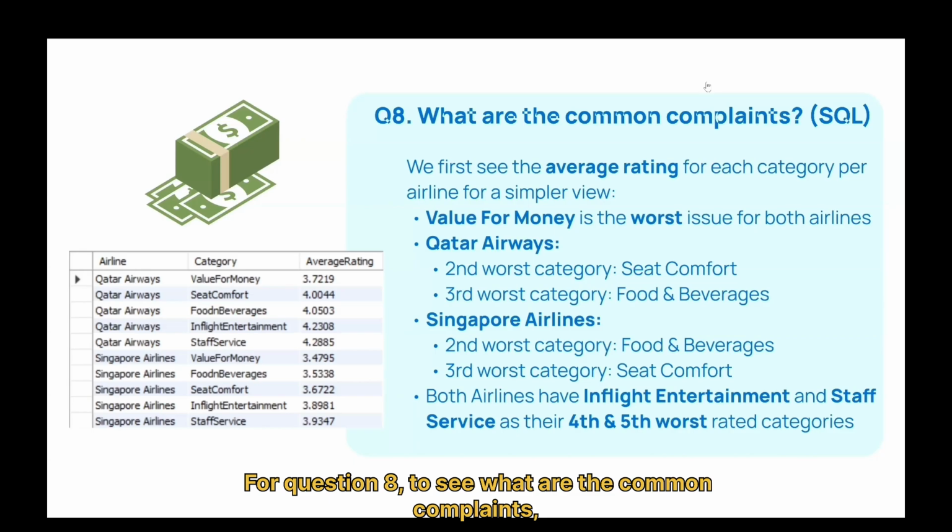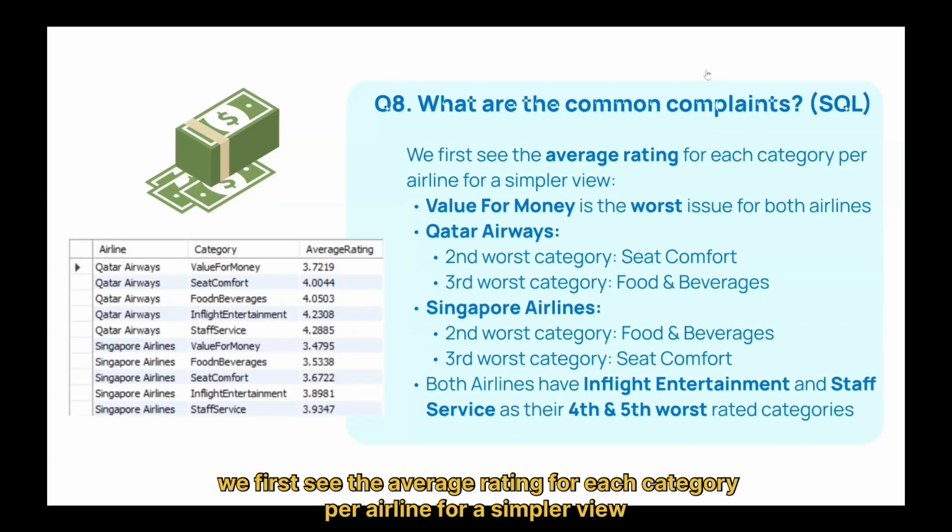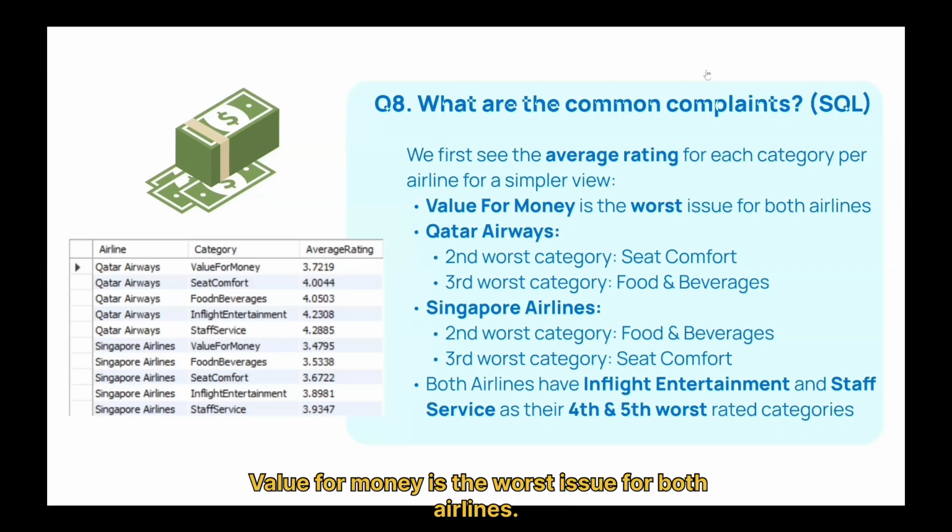For question 8, to see what are the common complaints, we first see the average rating for each category per airline for a simpler view. Value for money is the worst issue for both airlines.